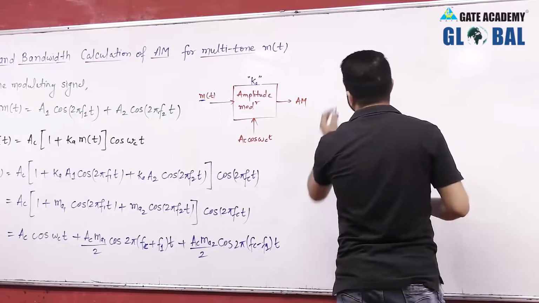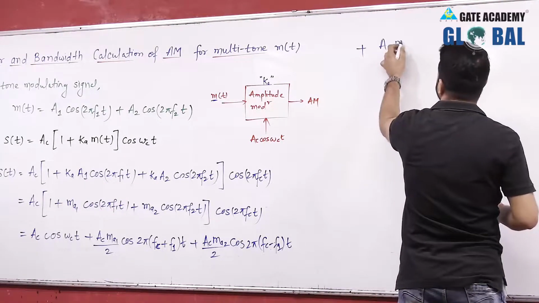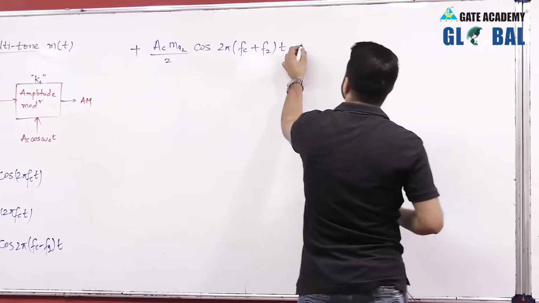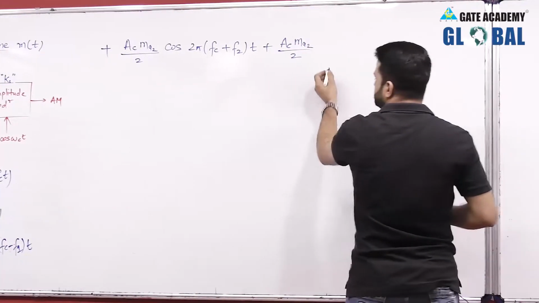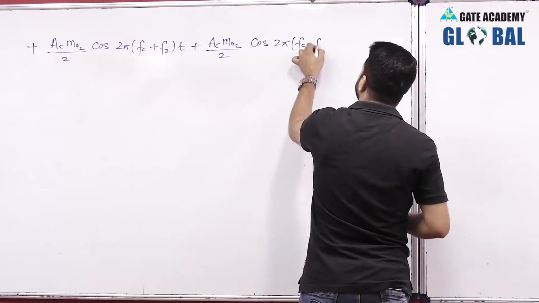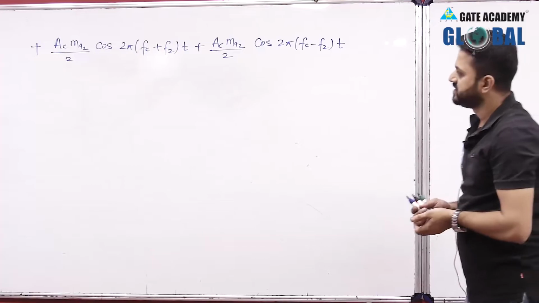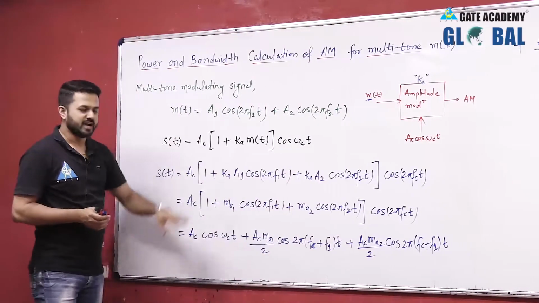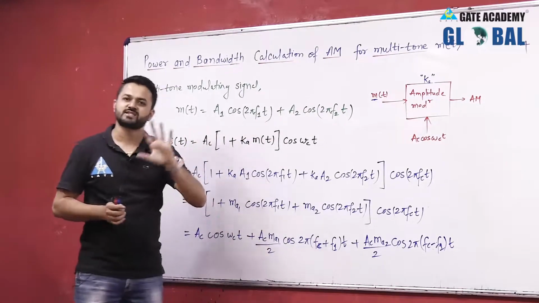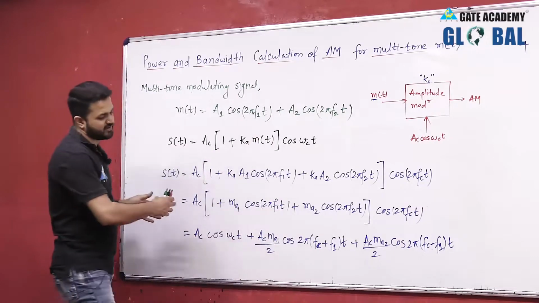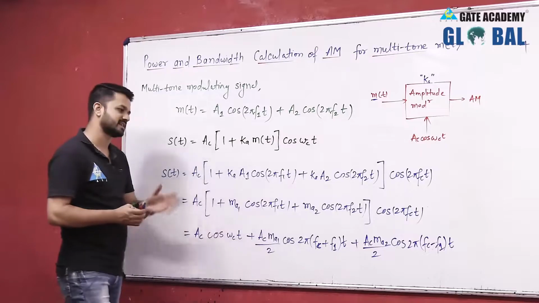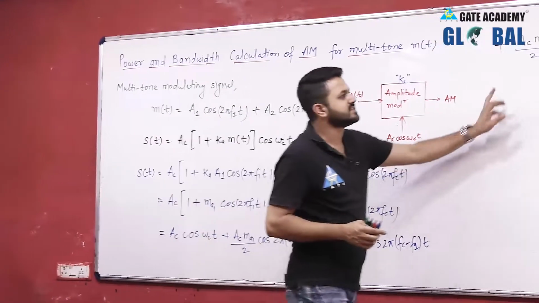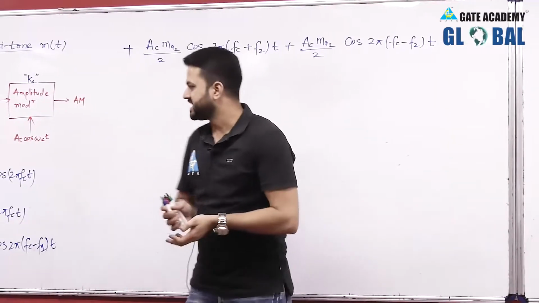So we get, let us write here, plus Ac Ma2 by 2 cos 2 pi (fc plus f2)t plus Ac Ma2 by 2 cos 2 pi (fc minus f2)t. So this is the total expression of the amplitude modulated signal if we have two frequency components in our message signal. It may be more than two, because more than one is called multitone. We are assuming up to two terms because we would have to take more terms if we consider more frequency components in the message signal. So we are assuming only two components, f1 and f2. So this is the carrier signal, this is the upper sideband, this is the lower sideband, and this is the second upper sideband and second lower sideband.